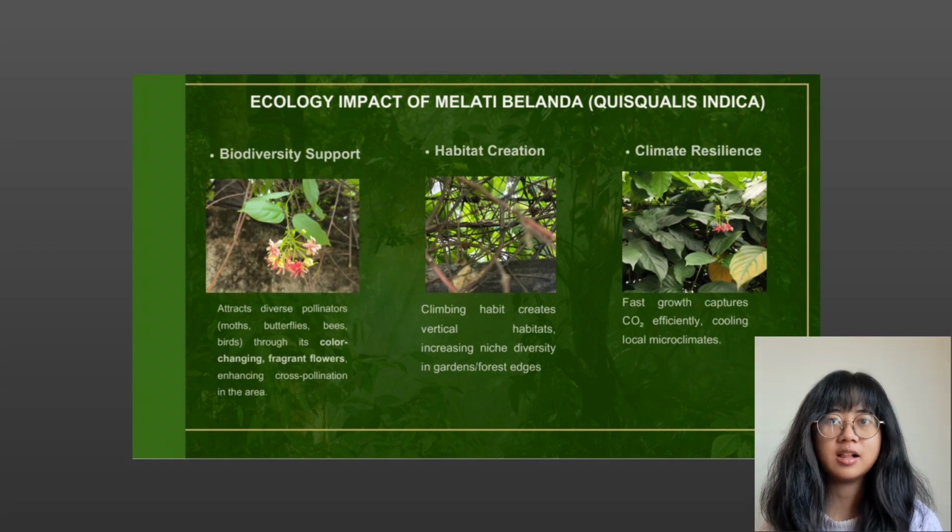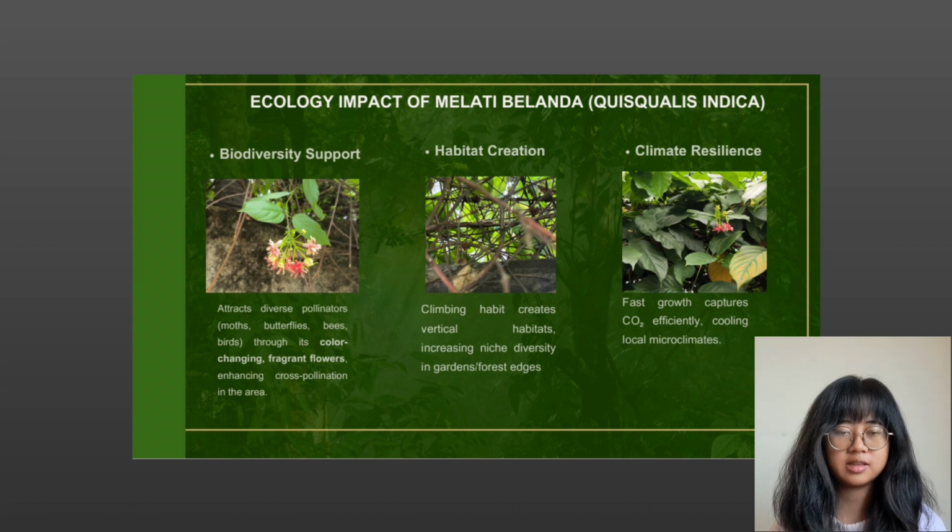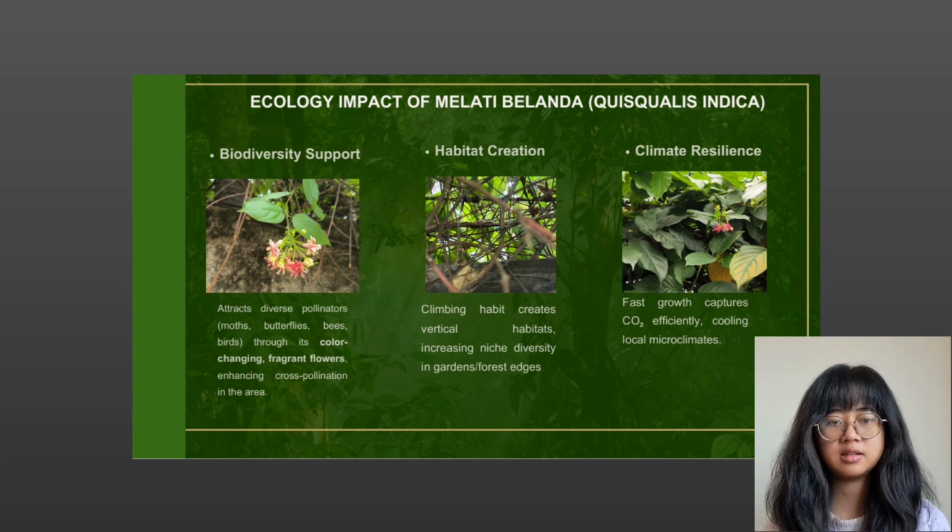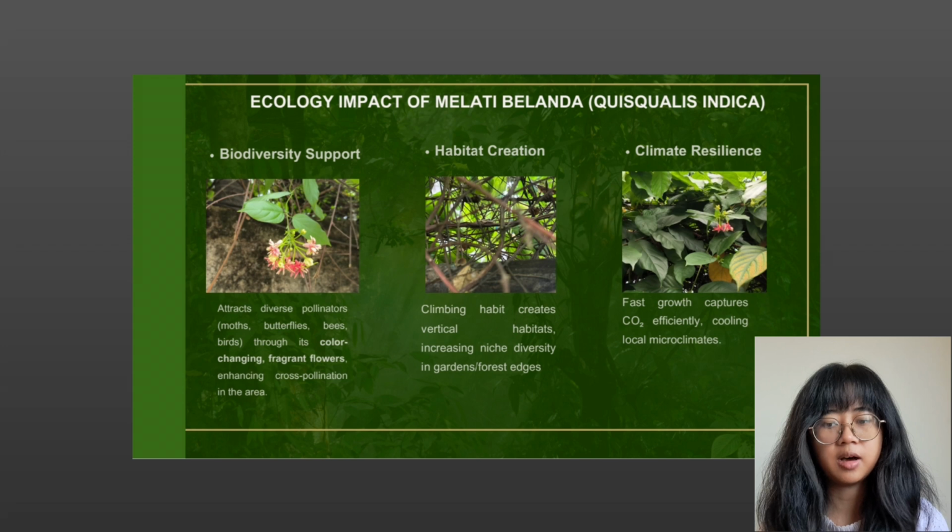Next, I'll explain the ecological impact of Melati Belanda or the Rangoon Creeper. The first ecological impact is biodiversity support. The Rangoon Creeper's flowers attract diverse pollinators such as moths, butterflies, bees, and birds. Through its color-changing, fragrant flowers, they provide nectar and pollen.